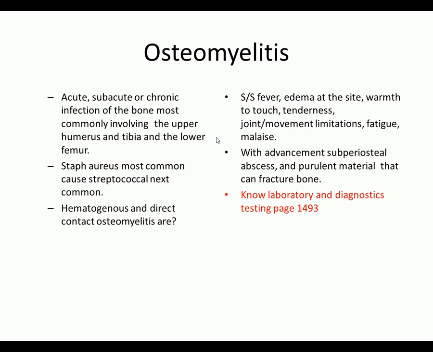With advancement of the osteomyelitis, if it's advanced and untreated, you will see subperiosteal abscesses. These abscesses will form a pocket on the bone, which will actually flake the bone off. That pus pocket will set in there, and the bones can grow weaker and weaker around it as the pocket gets bigger, and then you can have fractures. It has purulent material in it.